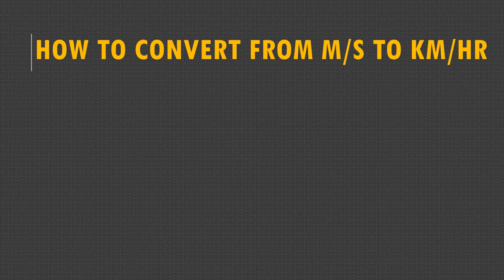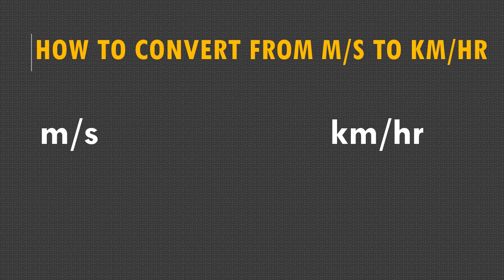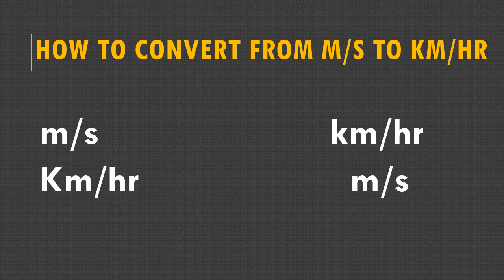Finally, how can we convert from meter per second to kilometer per hour? The SI unit of the speed is meter per second. There is another unit which is kilometer per hour. If we want to convert from meter per second to kilometer per hour, we must multiply only by 3.6. And if we have the speed in kilometer per hour and we want it in meter per second, we divide by 3.6.